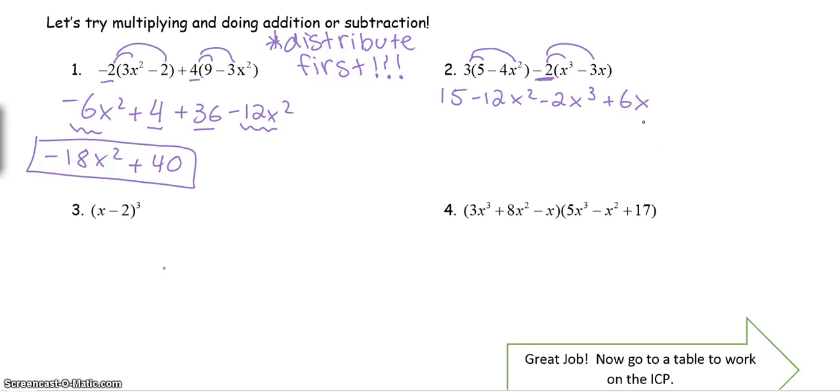Now if you look really closely at this, you'll notice there are no like terms here. However, our exponents aren't going in order from highest to lowest, so I'm going to rearrange it so it's in standard form, so the highest exponent comes first. So negative 2x cubed minus 12x squared plus 6x plus 15.